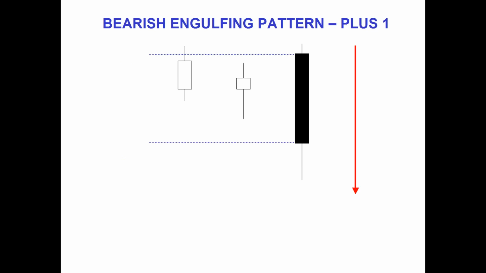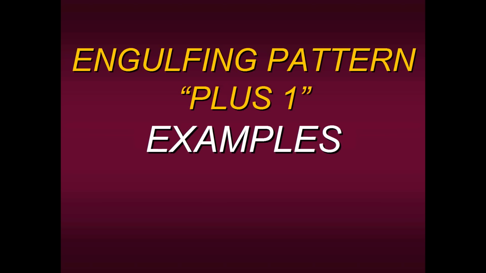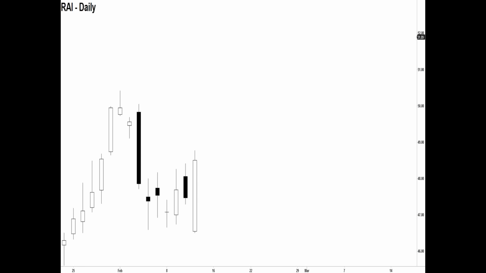So if you see this pattern, or the upward engulfing pattern plus one, you will have a much, much higher level of consistency that it is going to be headed in that direction. So let me show you some examples of this engulfing pattern plus one for buying as well as selling. All right, let's look at RAI here.